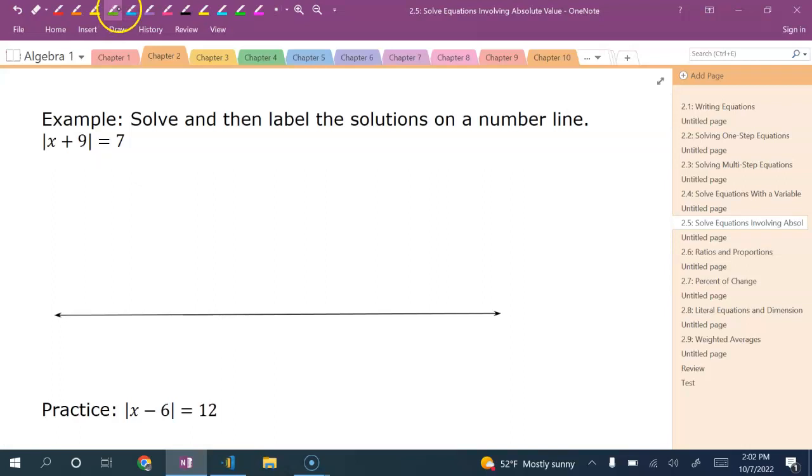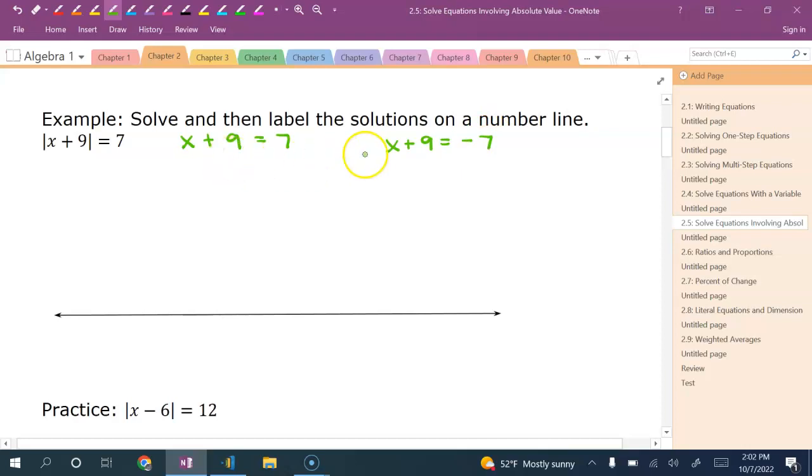To set up your equations, the first one is going to look exactly how it looks right now. You're just going to drop the absolute value bars. So it's going to say x plus 9 equals 7. The other equation, everything's going to stay the same as far as the x plus 9, but it's going to equal -7 instead of positive 7.